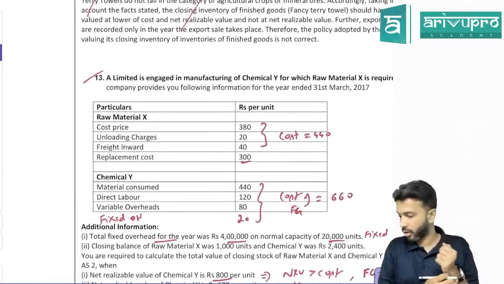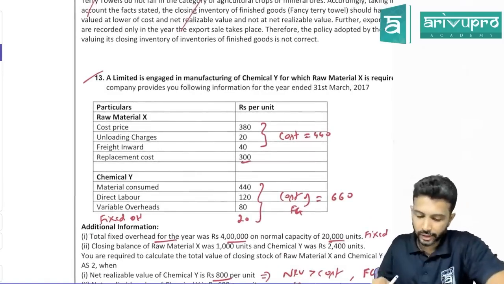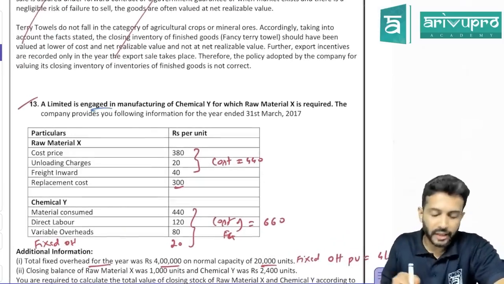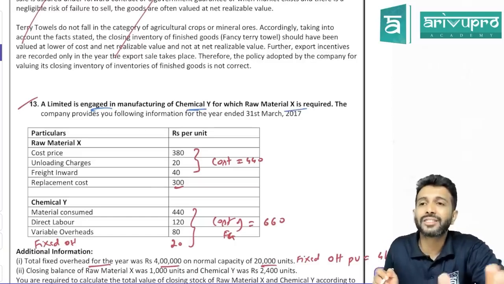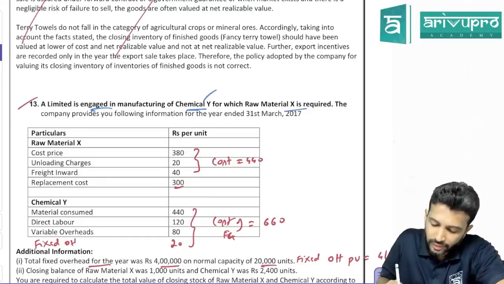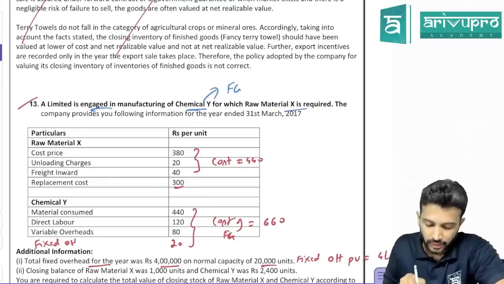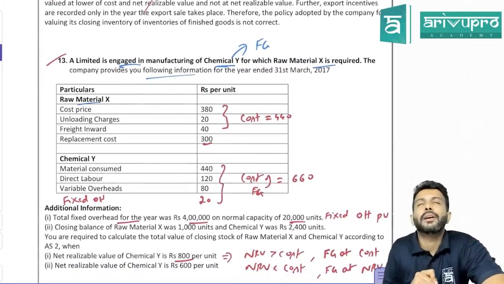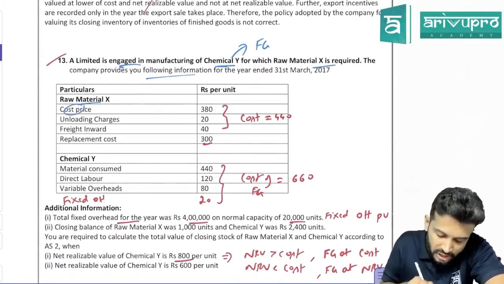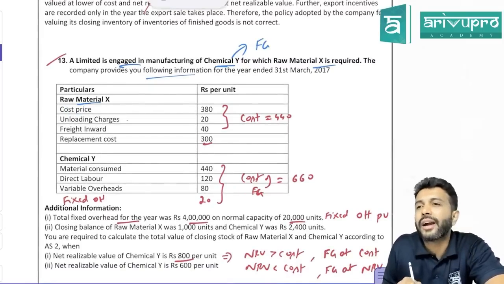One more question around probably the same concept with a little addition. A Limited is engaged in the manufacturing of chemical Y for which raw material X is required. So X is the raw material, Y is the finished product. The company provides you the following information. First, they've given the information relating to raw material. Cost price they've given. Unloading charges, can you add?